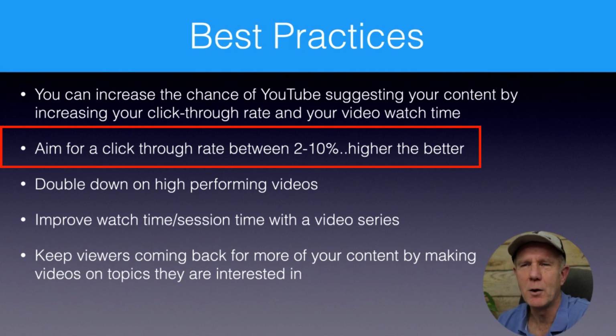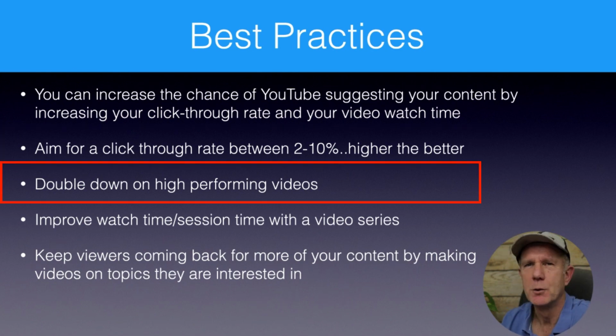Just keep in mind that you often get a high click-through rate when your subscribers watch your video when it first goes out of the gate. Later on, when your video is surfaced to a wider audience, your click-through rate drops, and then it might rise again as it's surfaced to other people's videos. You also want to double down on high-performing videos. If you get a lot of traffic for your videos, then you want to double down on that particular video by creating another video that approaches a topic from a different angle.